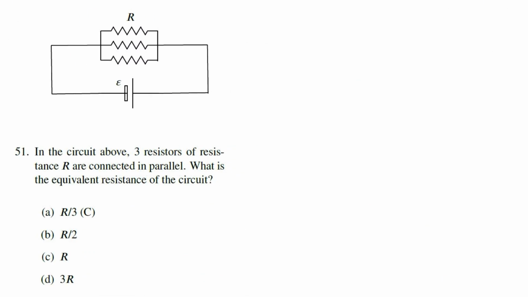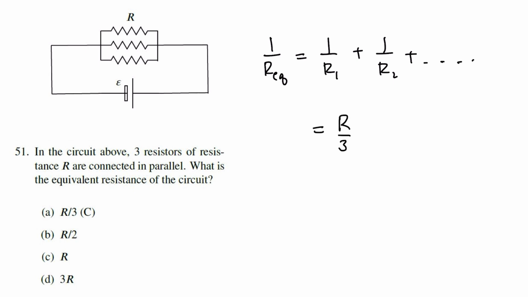Okay, so on to E and M now. The very first question hopefully should be pretty easy: we have 3 resistors in parallel, and we want to determine the equivalent resistance. Remember that for resistors in parallel, the equivalent resistance is 1 over R1 plus 1 over R2 plus ... But in this case, it would just be R divided by 3 because they all have the same resistance of R. So basically, if all your resistors have the same resistance, then if you put N of them in parallel, the equivalent resistance overall is just R divided by N.